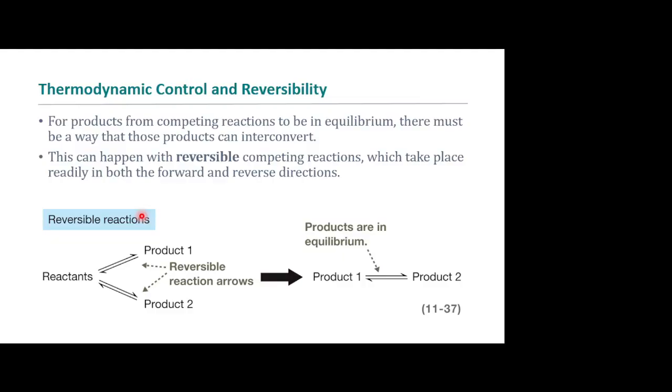And this is going to end up giving you thermodynamic control. So for the products that are competing reactions to be in equilibrium, there must be a way for these products to be interconverted back and forth between each other. And this can happen whenever we have reversible reactions. Even if you have multiple reactions, as long as they're all reversible, you can end up getting the thermodynamic product. And so this is going to take place where you readily have the forward and reverse directions that are going to be similar in energy.